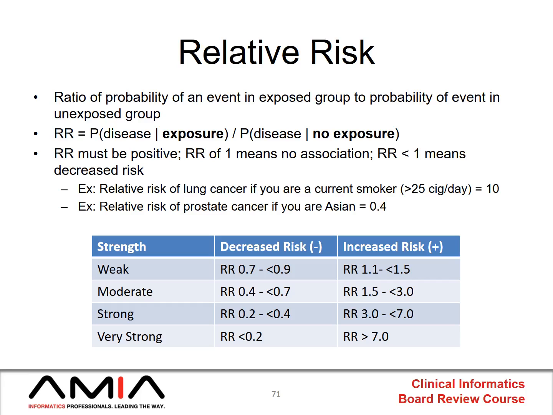On the opposite side, on the increased risk side, you can see that there's a similar set of statistics. And basically, if your relative risk is 7 or higher, that means there's a very strong increase in risk in the exposed group.